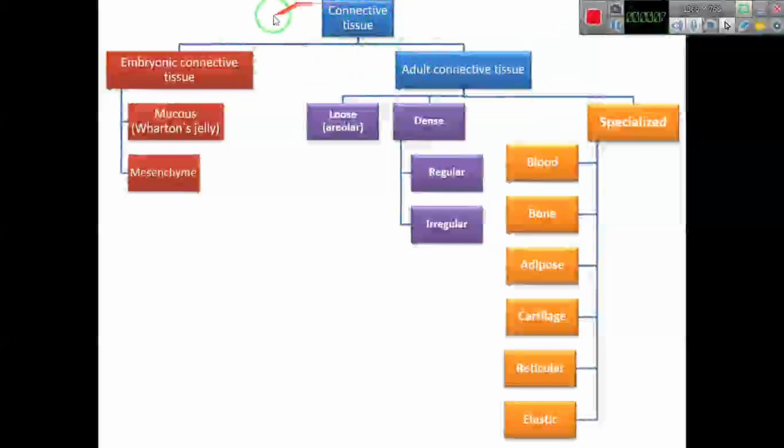I'm going to classify connective tissue. You can see a graph here. At first, classify the connective tissue in two groups: embryonic connective tissue, the connective tissues we have in a developing embryo, and adult connective tissue. And you see some subgroups for each of these classifications. But for better understanding, let me explain in another way.